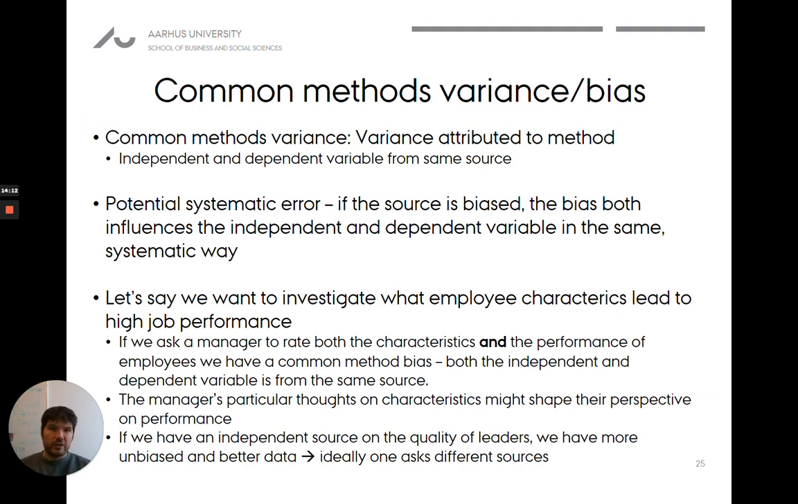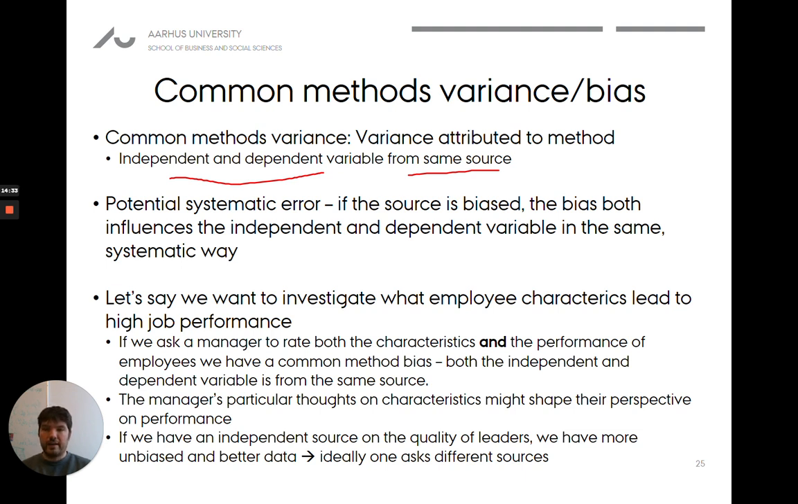And then there is one mention that is probably a little bit more complicated to get your head around. Something called common method variance or common method bias. It has both of these names. And the point is that you should be careful, for instance, in a survey setup, if your independent and dependent variables stem from the same source.